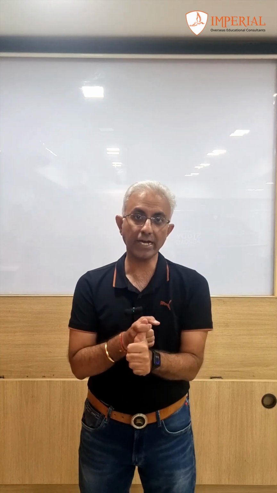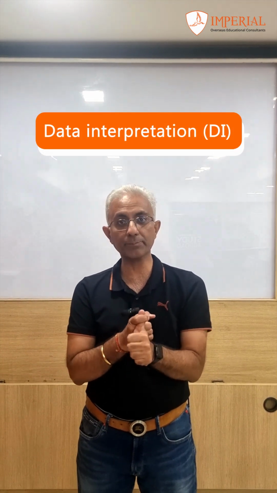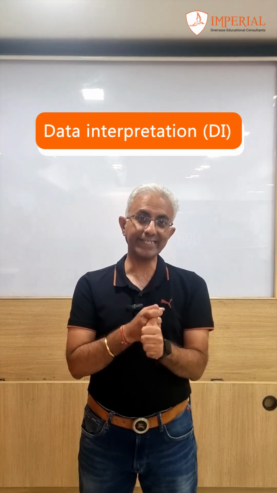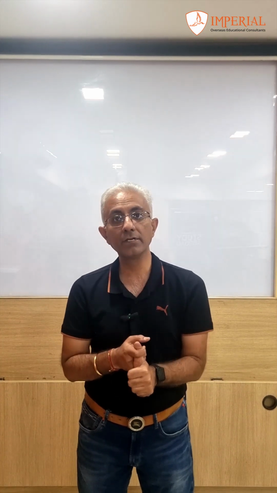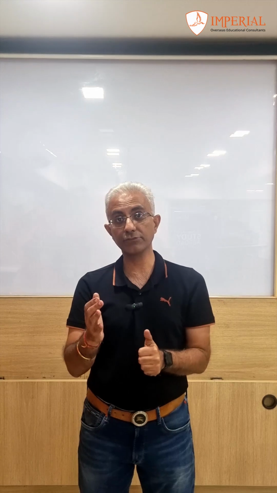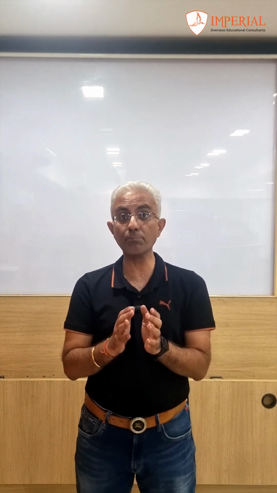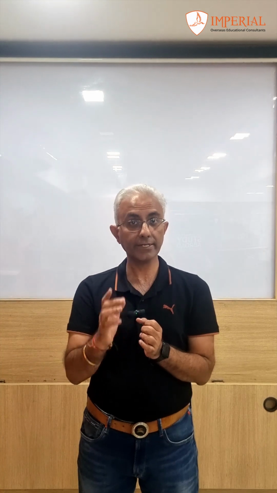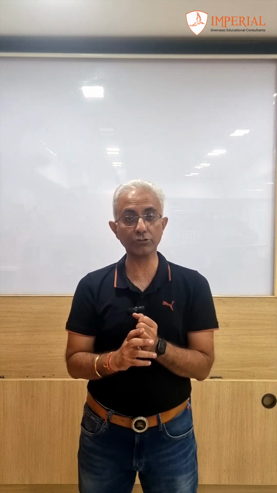The first and the foremost is data interpretation. Keep in mind DI, as we shortly call it, will come in section 1. And out of the 12 questions, 3 are DI. So roughly 25% of the portion depends on DI. So this becomes your biggest factor in your chances of getting a good score.